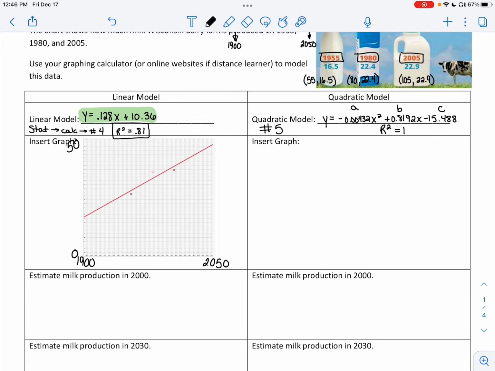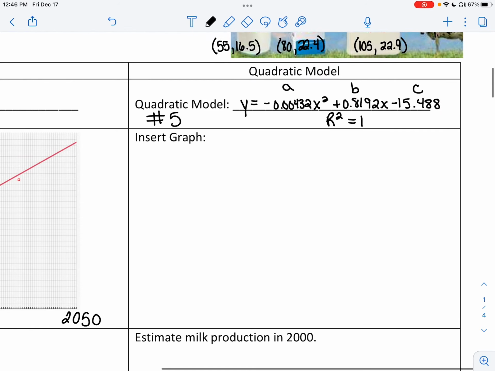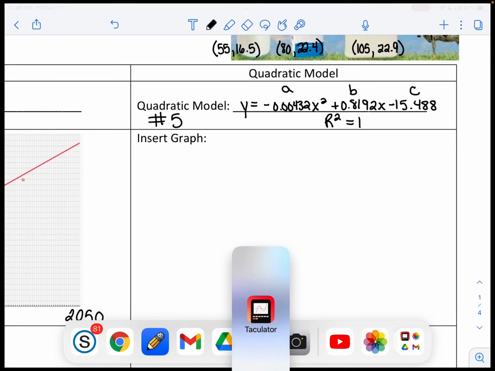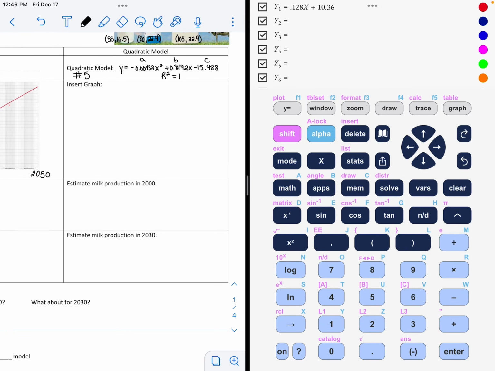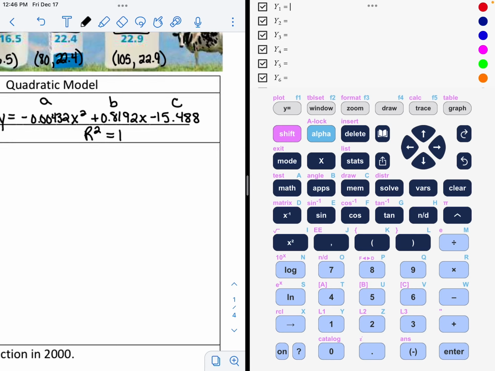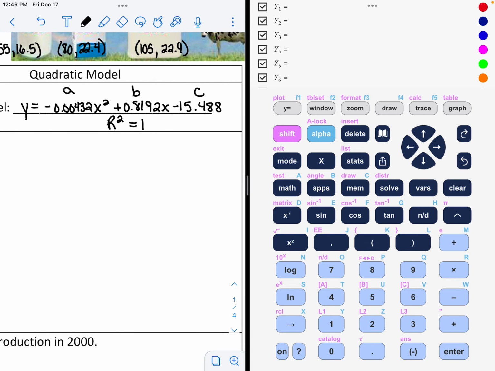Now we're going to do the exact same thing with our quadratic model that we discovered. Get rid of that, clear that out. Let's type this one in instead. So it was negative 0.00432x squared plus 0.8192x minus 15.488. Now watch what happens when we hit graph.